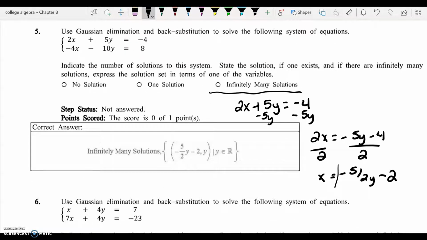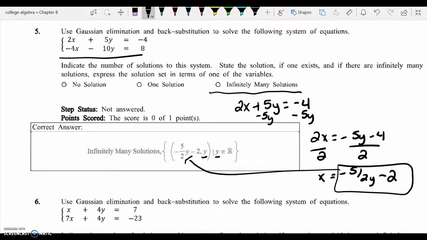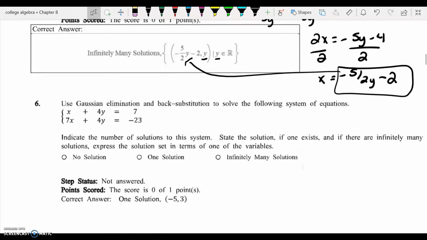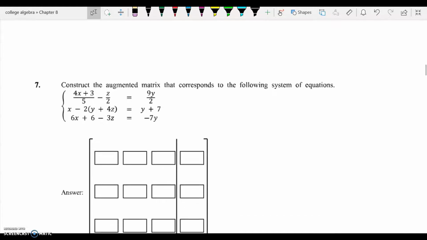What you're going to do is you're going to take that answer and put it in for the x coordinate in your coordinate pair. And you're going to do comma. This is going to stay y. This is always going to be y. That's how you can enter it every single time. It doesn't matter which equation I solve. I'm still going to get the same thing, -5/2 y minus 2. That's what you're going to put in. So that's just an infinite solution one.